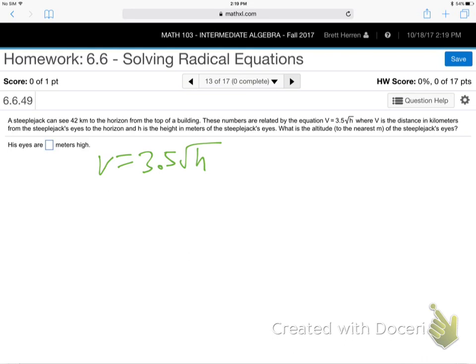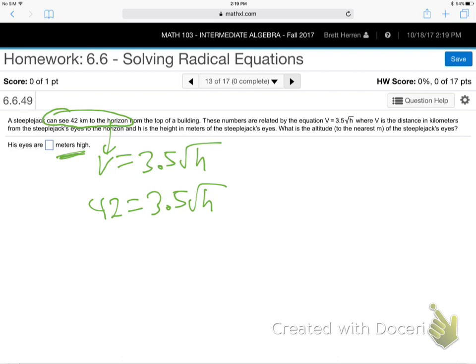And they say a steeplejack, what is a steeplejack? Whatever it is, can see 42 kilometers to the horizon. So that's how far they can see, that's V. Then they want me to solve for h, meters high. So I only need to plug in 42 for v and solve for h.